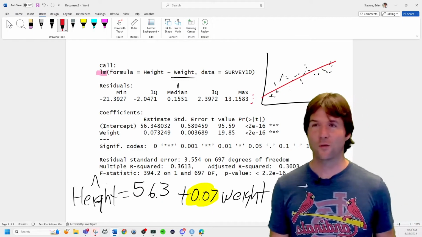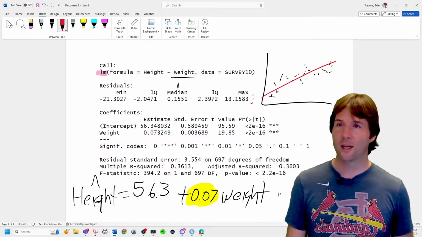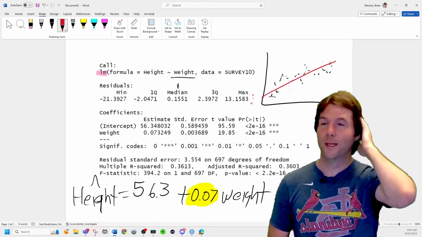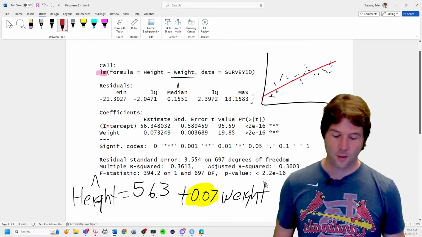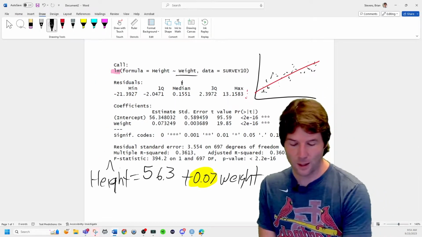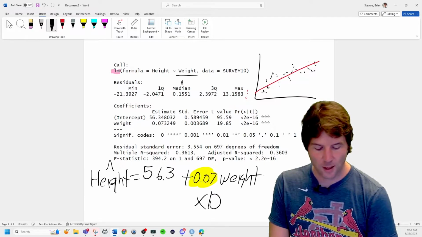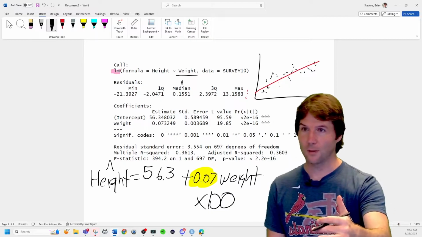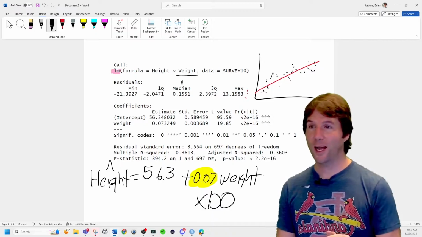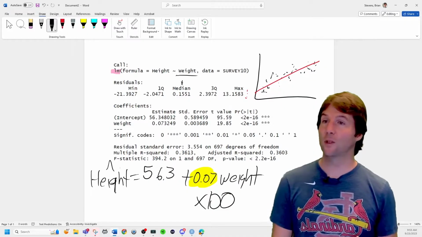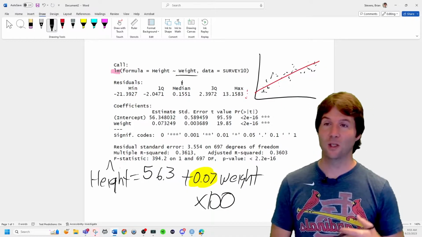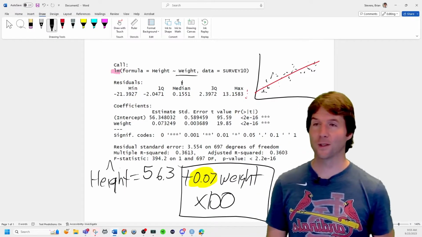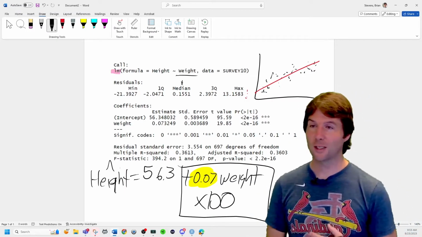Makes sense, right? Like I have two friends who differ in their weight by 1 pound. Well, I'd expect them to differ in their height by 0.07 inches, where the individual who weighs more is expected to be taller. Another thing we can do with this is multiply this by 100. And if we multiply it by 100, think about what we get now. Two individuals who differ in their weight by 100 pounds are expected to differ in their height by 7 inches, where the individual who weighs more is expected to be taller. So you can just multiply by 100 and do a 100 unit difference among individuals or entities.